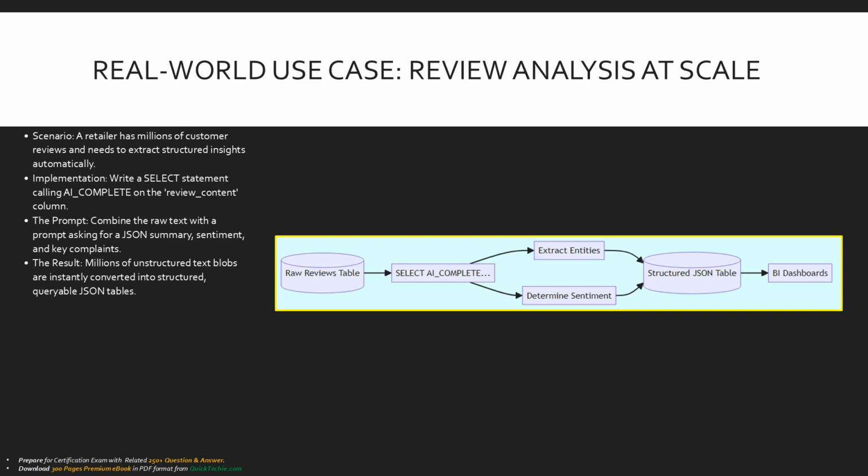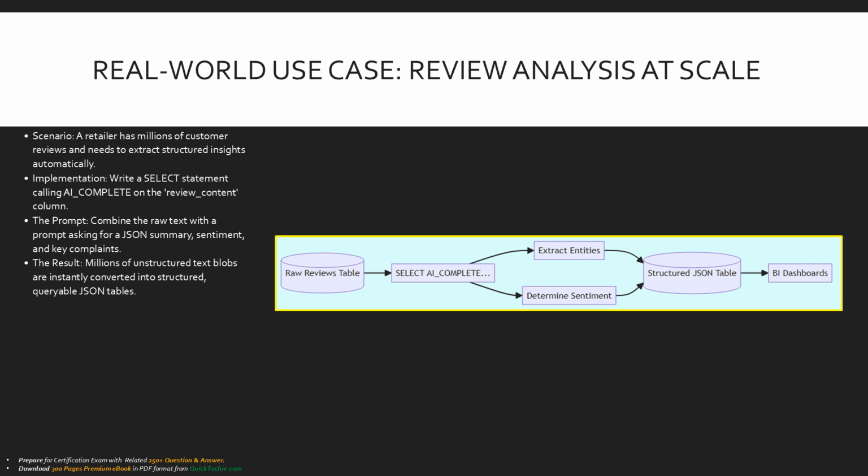Imagine you work for a major retailer with a table containing millions of unstructured customer reviews. You need to extract actionable metrics, but reading them manually is impossible. We can solve this with AI Complete. You write a standard SQL select statement, passing the review content column directly into the AI Complete function. Using string concatenation, you provide a prompt like, "Analyze this review and extract the overall sentiment, the main product mentioned, and a one-sentence summary." By leveraging the structured output option we discussed earlier, the LLM processes every single row and returns a perfectly formatted JSON object.